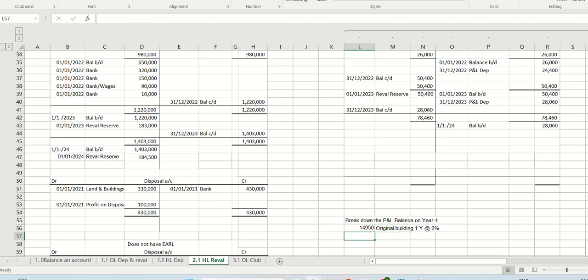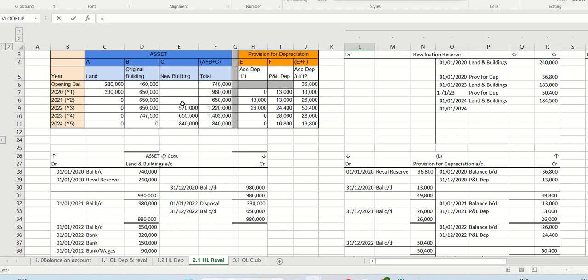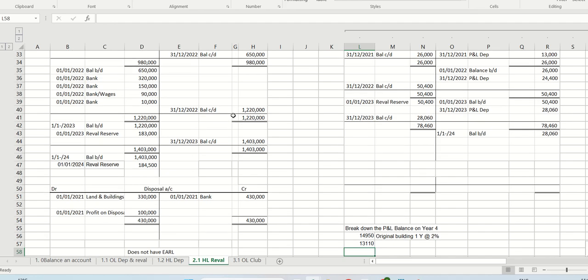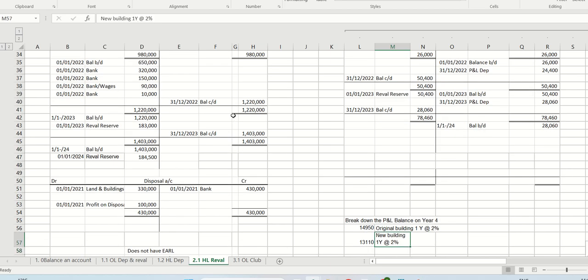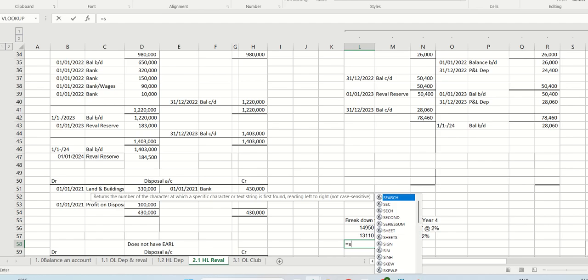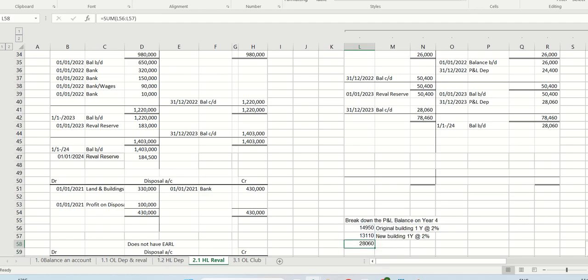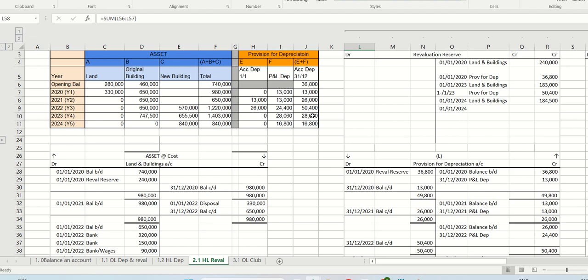Okay. And then we had the new building at 2%. At 2%. So what I'm trying to show us here now, guys, is the 28060 that we have in our balance in the provision for depreciation account.